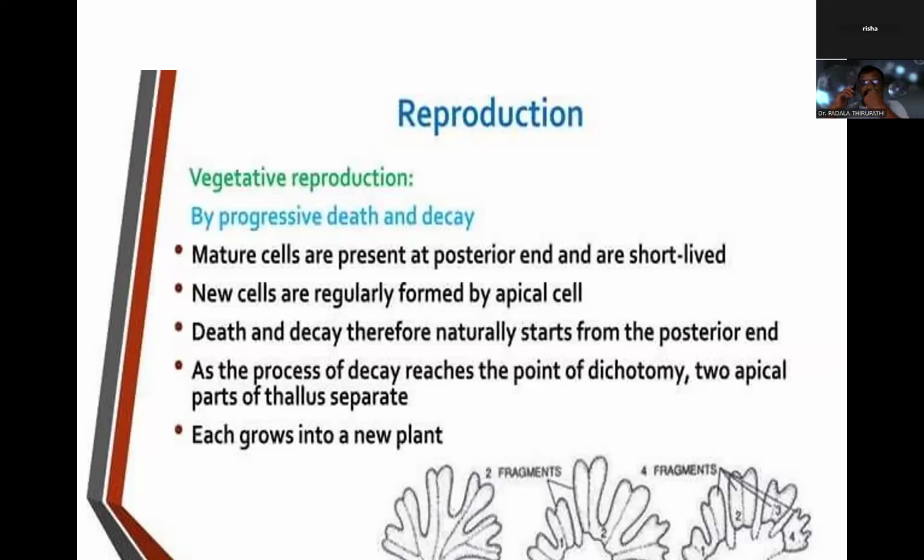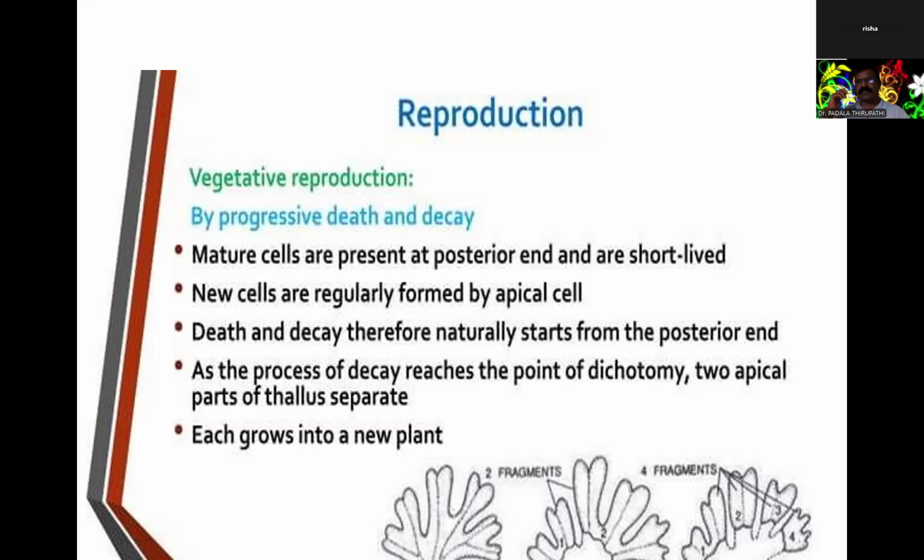Mature cells are present at the posterior end and they are short-lived. New cells are regularly formed from apical cells. Death and decay, therefore, naturally start from the posterior end. As the process of decay reaches the point of dichotomy, the two apical parts of the thallus separate. Each grows into a new plant.